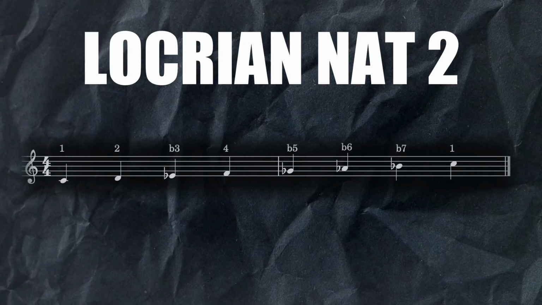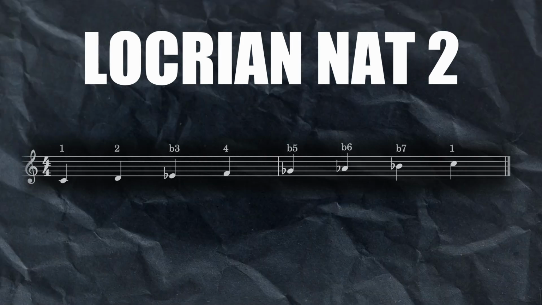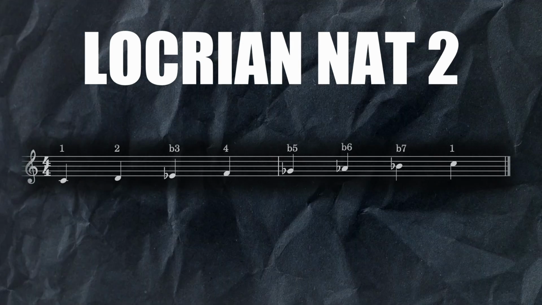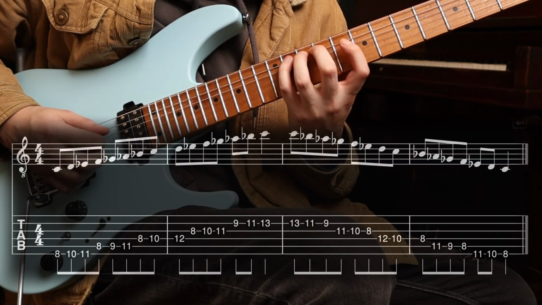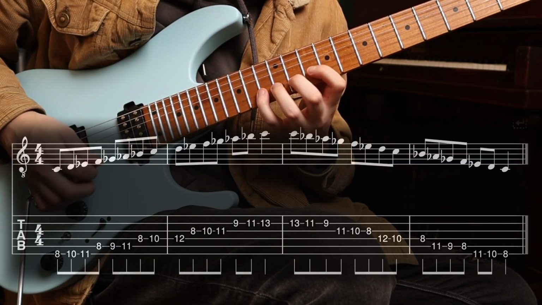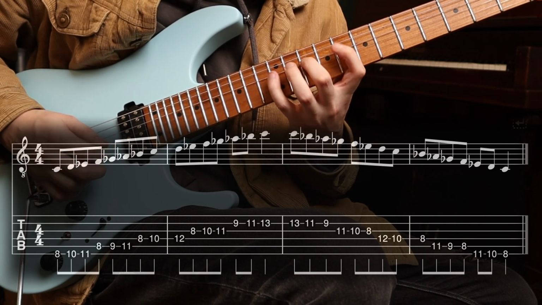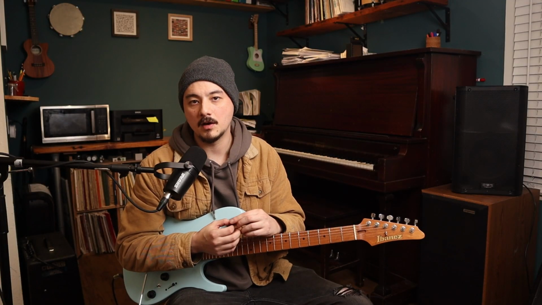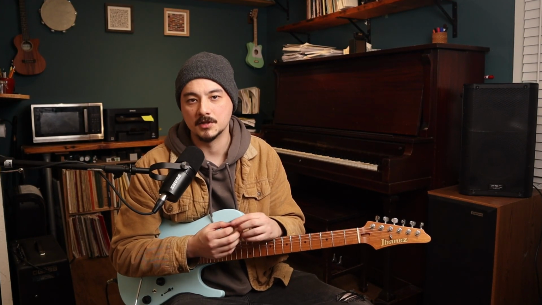The next scale I want to talk about is Locrian natural 2, which is the 6th mode of the melodic minor scale. The formula for Locrian natural 2 is 1, 2, flat 3, 4, flat 5, flat 6, flat 7, 1. So it's the same as Locrian, it just has a natural 2. This scale is great for playing over half diminished chords. Bill Evans liked to use this one a lot.